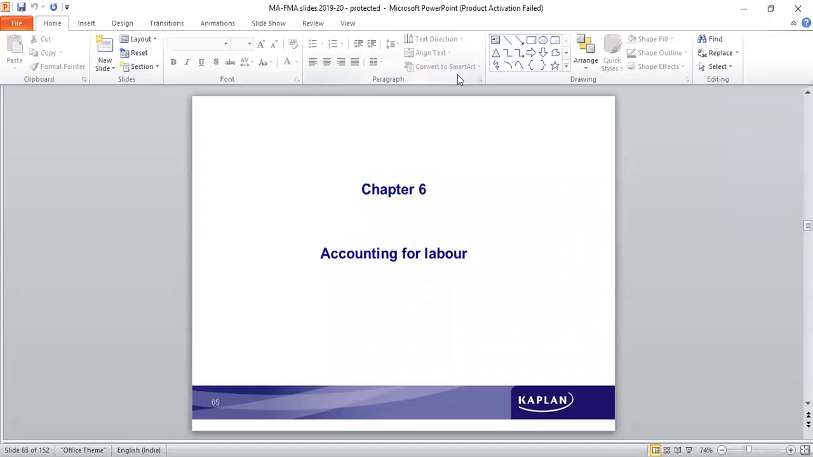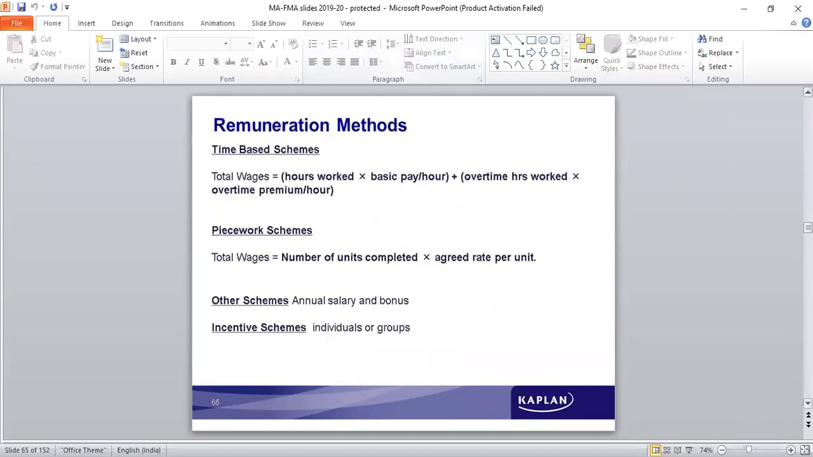accounting for labor. The next element of cost is labor. How do we calculate the cost of labor? What parameters are there? What items are taken into consideration? What costs are incurred, and how do we calculate the total cost of labor? How do we account for that? So let's see what items we have and what concepts are covered here.